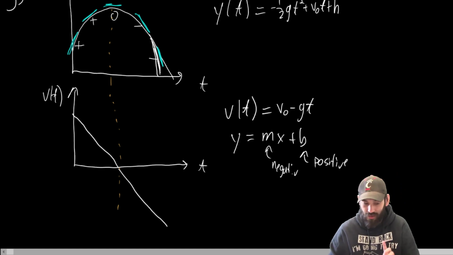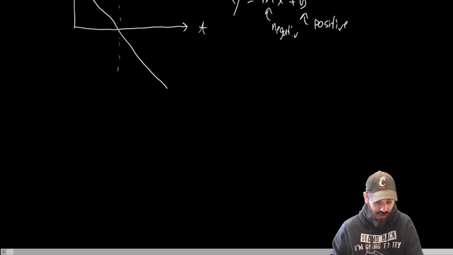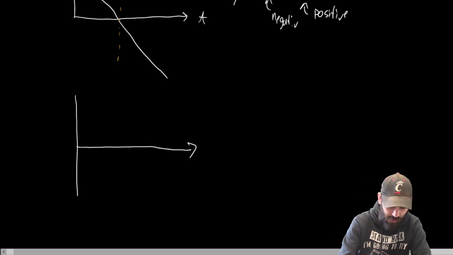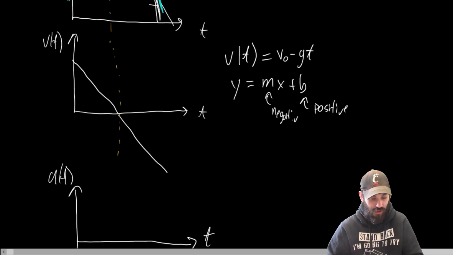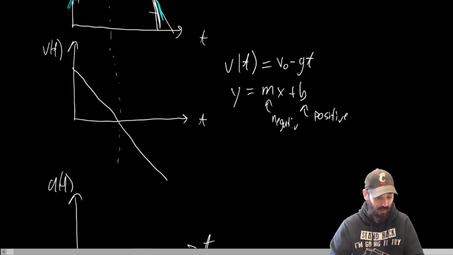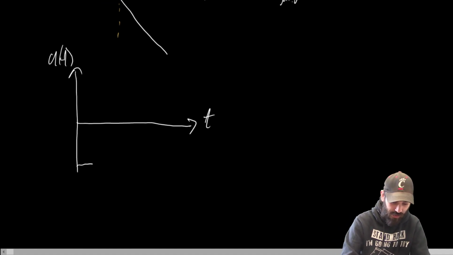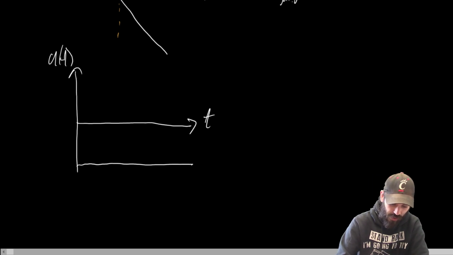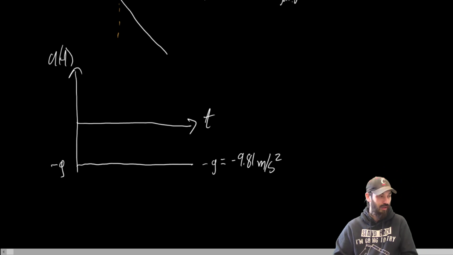Now, the last one is just plotting the acceleration. So if we look at the acceleration, a of t is just going to be the slope of this. What's the slope of this? It's just some constant, and it's also a negative constant. And so this is going to be minus g. And if we were doing some experiment, we would see that minus g is going to be equal to minus 9.81 meters per second squared. And that's going to be it.